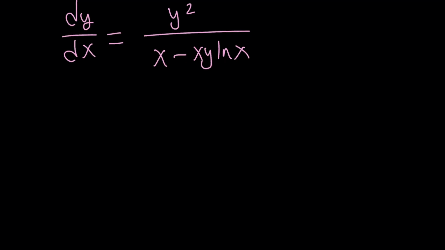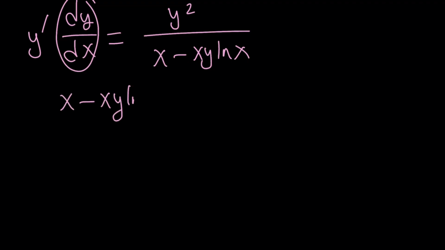Don't you think so? Okay, so I can kind of tell you how to solve this problem, and towards the end, you're going to realize where this comes from, but hopefully I don't even need to tell you. So the first thing we're going to do is replace this with y prime. It's going to be a good shortcut. So let's replace it with y prime and then cross multiply. Okay, so we're going to get x minus xy ln x all multiplied by y prime equals y squared. Nice.